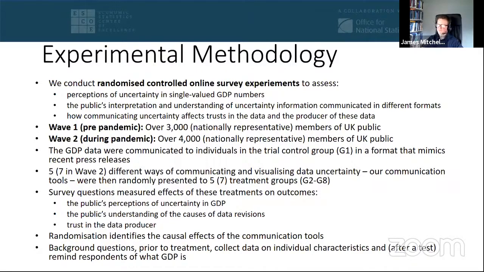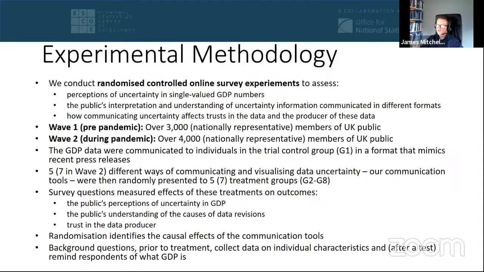which tease out some information prior to treatment, prior to the respondents being presented with the communication tool, which lets us collect some background data on individuals, and in particular also test their understanding of what GDP as a concept is. Because in this particular survey, our intention was not to fill information or educational gaps that the public may have. The public were given a multiple choice question where they were allowed to try and describe what GDP measures. If they did get that question wrong, we would then politely, I hope it's polite, remind them what GDP actually was before the survey continued.